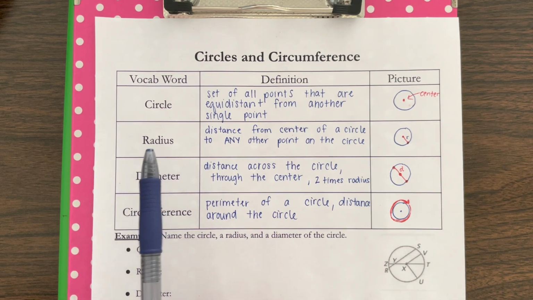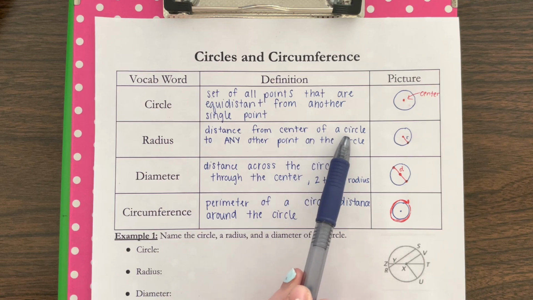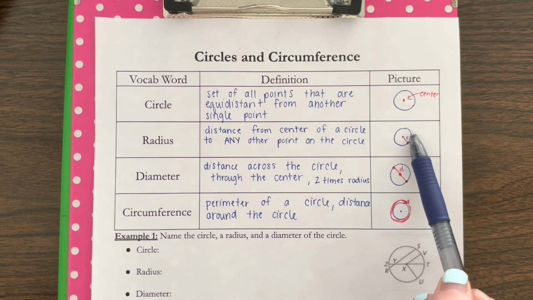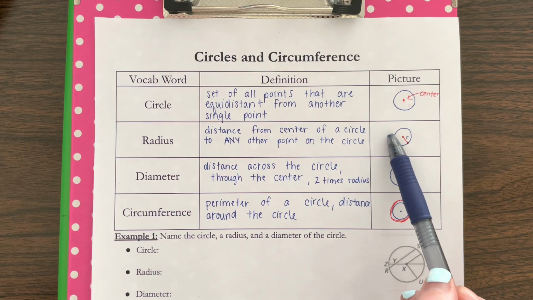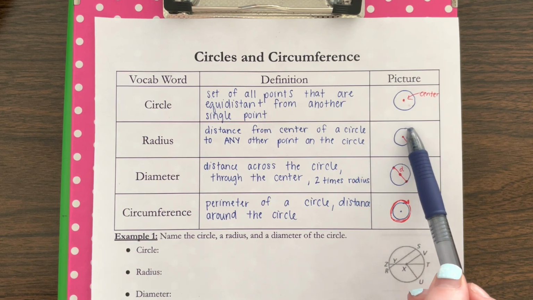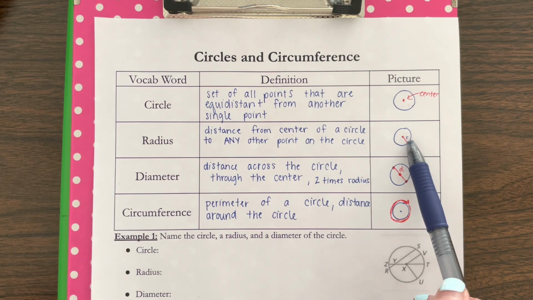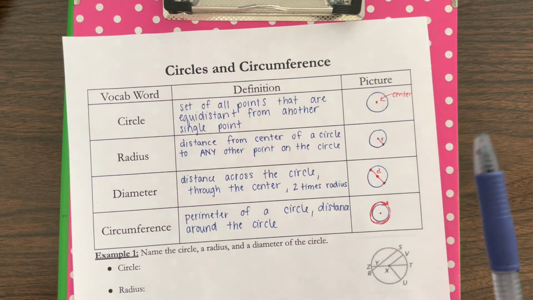Now a radius is the distance from the center of a circle to any other point on the circle. Anywhere in blue here, we could draw a line from the center to the outside of that circle, and that would be a radius. So we have infinitely many radii that make up a circle. You can see I have it labeled as R there.